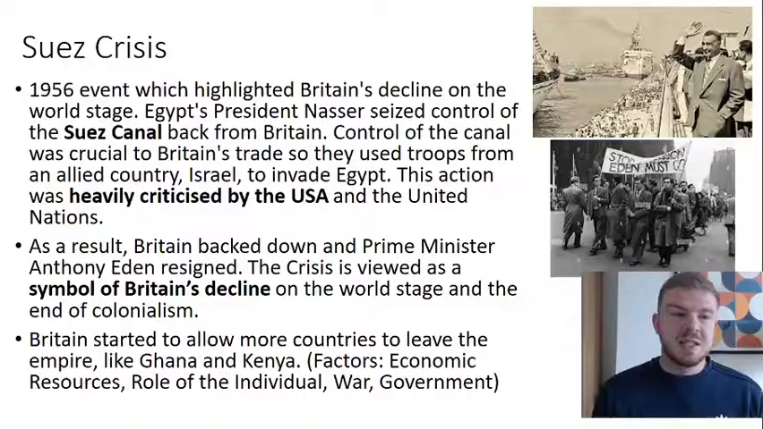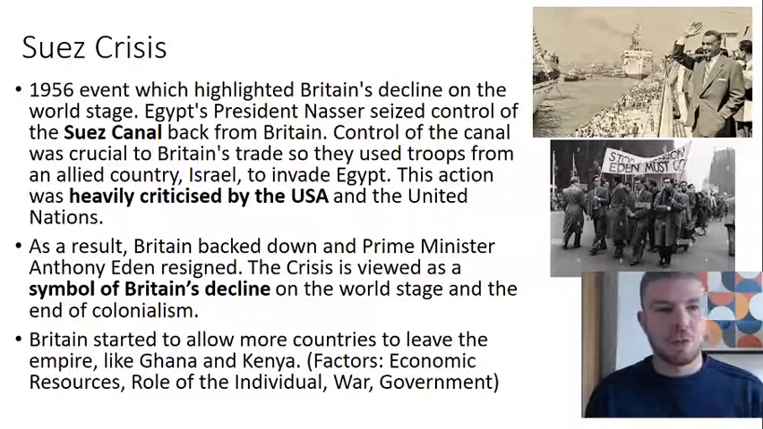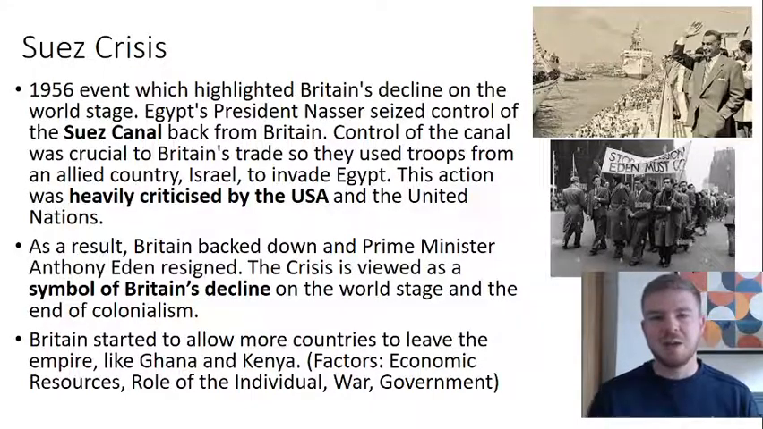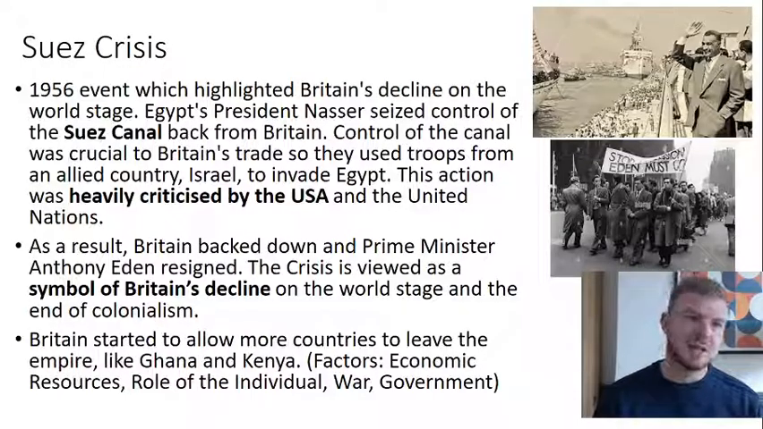Skipping forward then to the 1950s, we have something again that shows that Britain's role on the world stage is reducing, and that is the Suez Crisis of 1956. It's seen as a symbol that not only is Britain no longer as powerful as it was, but also that the ideas of having an empire and colonialism are dying, or maybe even dead at this stage. So the man on the top right is called President Nasser, and he was the president of Egypt, and he wanted to seize back control of the Suez Canal.